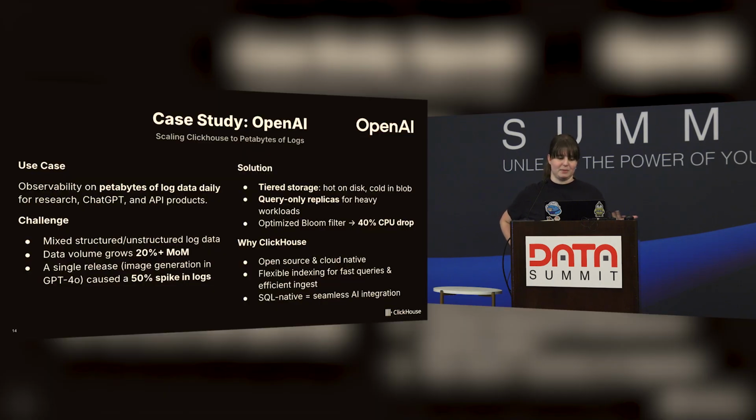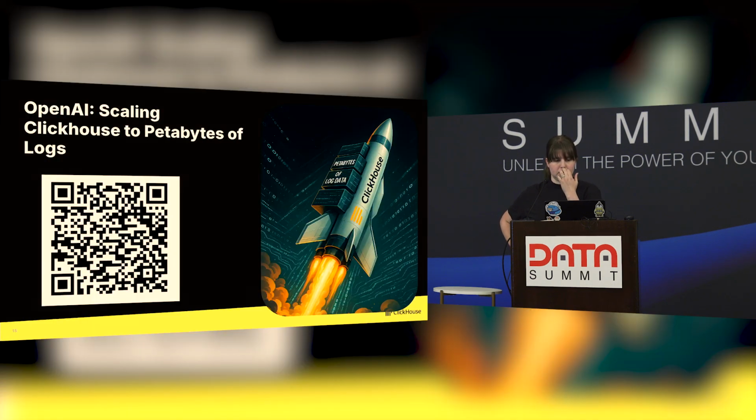OpenAI is the exact same thing basically. It's just all their log data from their research, from ChatGPT, and from other API products. This is again just a bunch of stuff about their solution and how it works. And again, a really good story to take a look at. This actually is a really funny story because it talks about also when they first released their imaging.